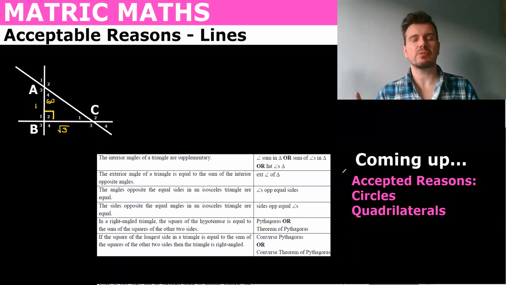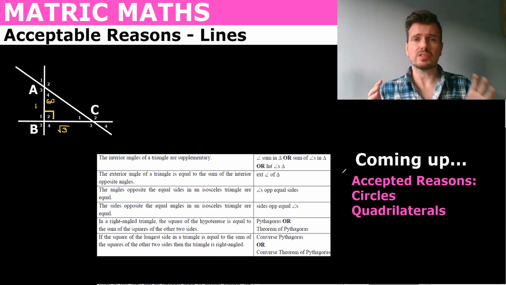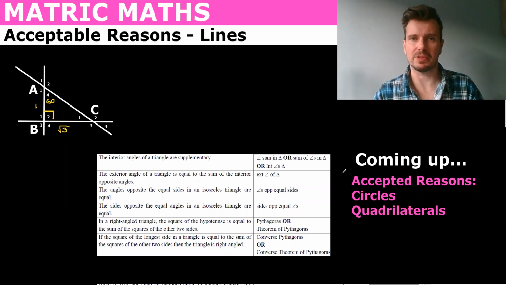Today we are continuing with our accepted reasons for our geometry paper 2. As I said in the last lesson, these are important to get right because this is the official document from the Department of Education. So this is what the examiners are looking for when they mark your paper. So it's important while you're revising, going through past papers, to write in the correct reason so that you get those marks. So now we're going to look at triangles.